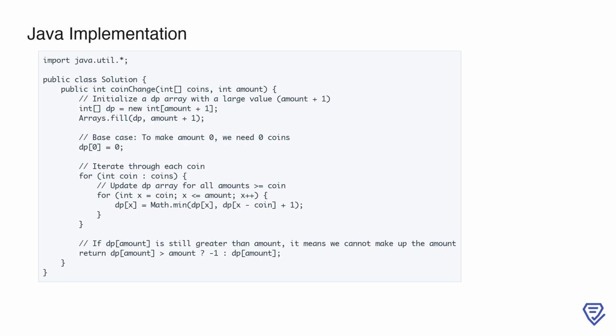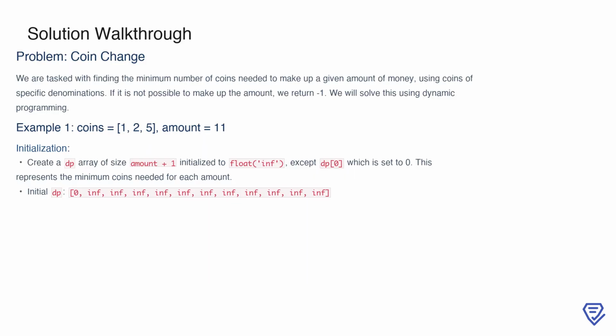of coins required. To solve the coin change problem, our goal is to determine the minimum number of coins required to form a specific amount of money using the given denominations. If it's not possible to form the amount, we return -1. The approach we use to solve this is dynamic programming.